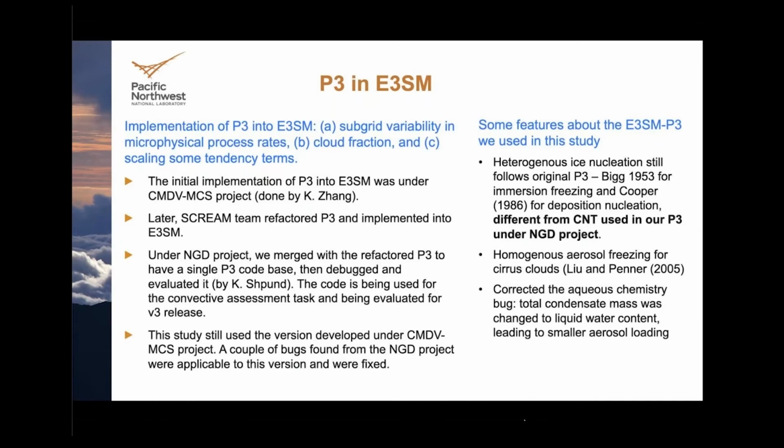There are a few features I want to mention about the code we used in this study. First, the heterogeneous nucleation still follows the original P3, which is Bigg 1953 for immersion freezing and Cooper 1986 for deposition nucleation. This is different from the classical nucleation theory, CNT, used in P3 under the NGD project. With CNT, the heterogeneous nucleation can be connected with aerosol properties, which we think is an advantage, so we used CNT in the NGD project. The homogeneous aerosol freezing for cirrus clouds still follows Liu and Penner, which is the same as the previous version.